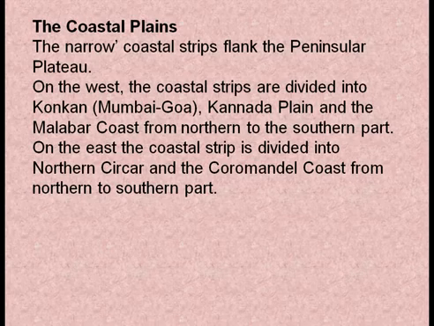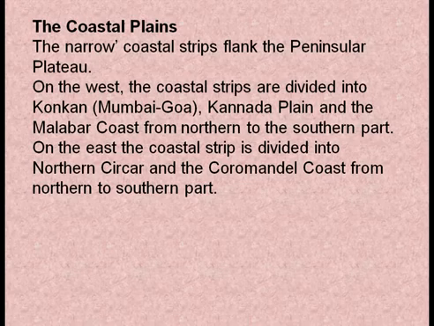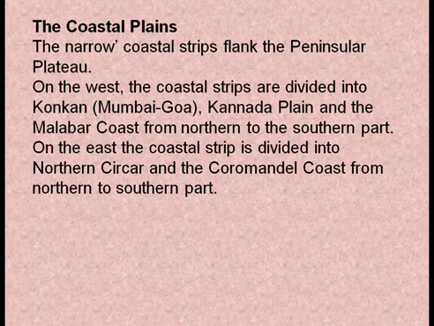Let's check out the narrow coastal strip flanking the peninsular plateau. On the west, it is called the western coastal plain, which is divided into Konkan, that is from Mumbai to Goa, the Kannada plain, and the Malabar coast from the north to the south part. The east strip is divided into the Circars and the Coromandel Coast from the north to the south part. So here we have finished the coastal plain also.